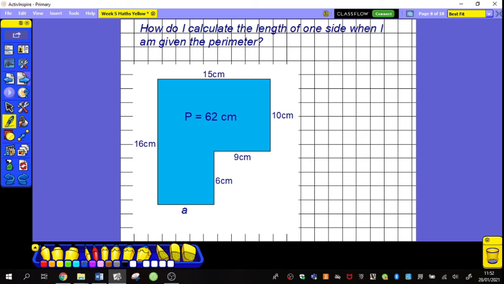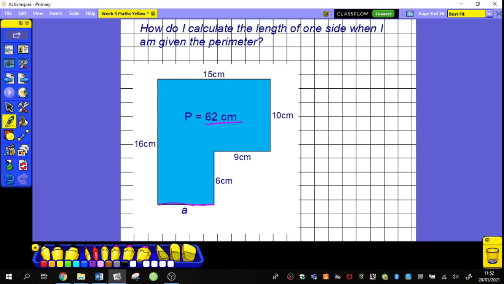So, how do I calculate the length of one side when I'm given a perimeter? Now I'm going to be working backwards. This is when your subtraction comes in. If I know the distance all the way around the whole shape is 62 centimetres, I can then subtract all of the sides I know, the 16, the 15, the 10, the 9, the 6, and that will leave me with the one I don't know.